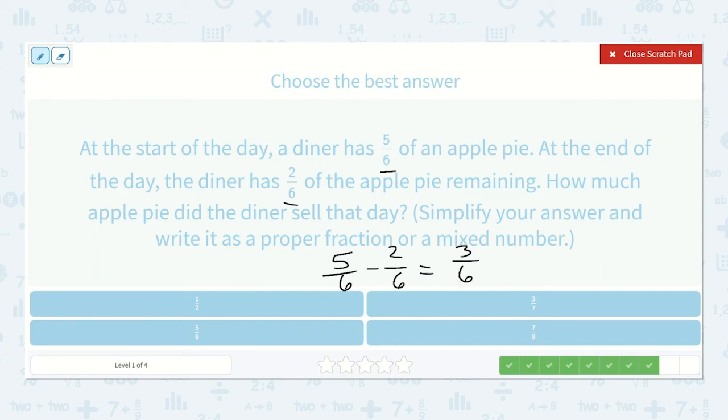Now we need to see if we can reduce this fraction, and we can. We can divide the top by 3, and if we're dividing the top by 3, we have to divide the bottom by 3 so that the fraction still has the same value. 3 divided by 3 is 1, and 6 divided by 3 is 2. So 3/6 is equivalent to 1/2.